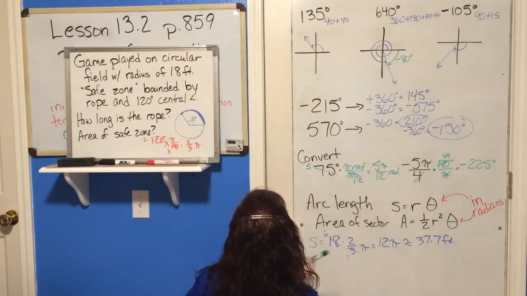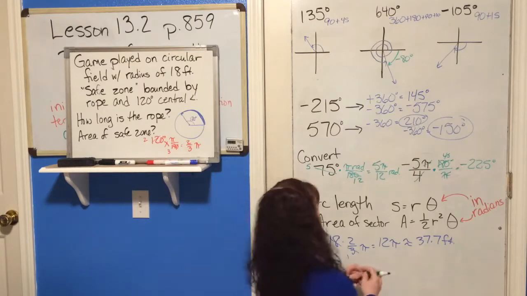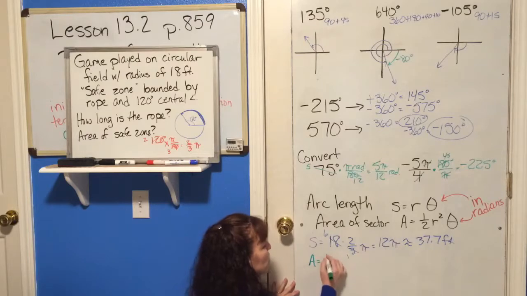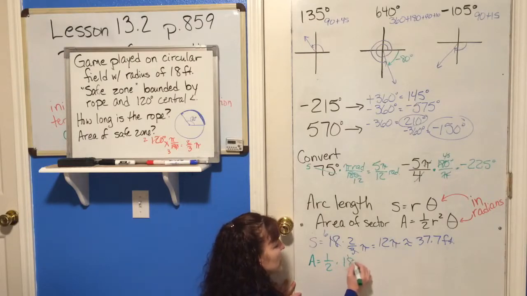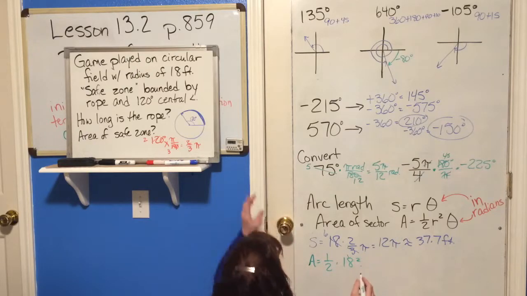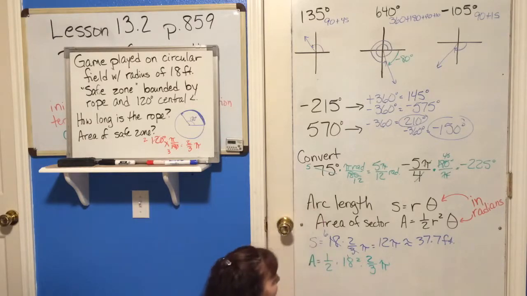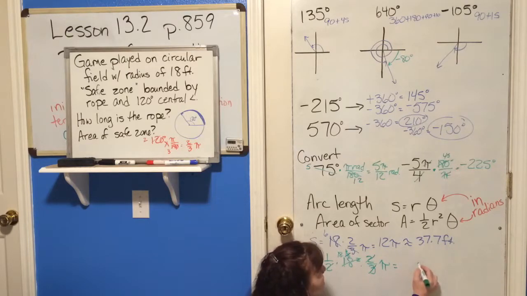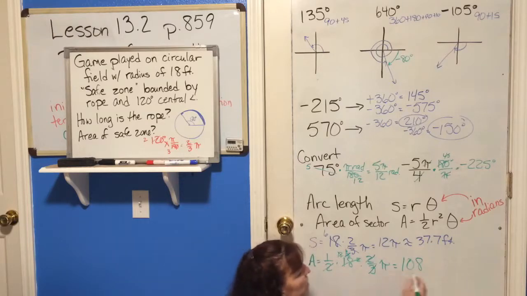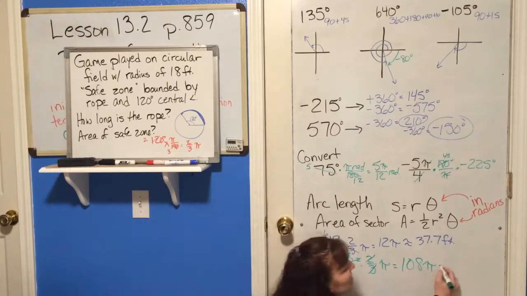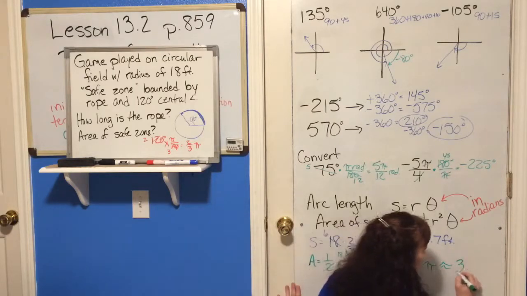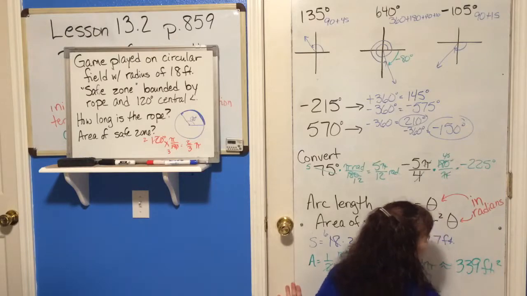Now I want to know, well, what's the area of the safe zone? How much area do they have to be safe in? So just use your second formula. Area equals 1/2 times the radius squared, which is 18 squared, times theta. And we said theta, we already worked it out, is 2/3 pi. So now we can reduce these 2's. And what I would do here, 18 squared is 18 times 18. So then I can reduce this and say just 18 times 6 is 6 times 8 is 48, 10, 108. So 108 pi. And 108 pi, stick that in your calculator. 108 pi is approximately 339 feet squared.